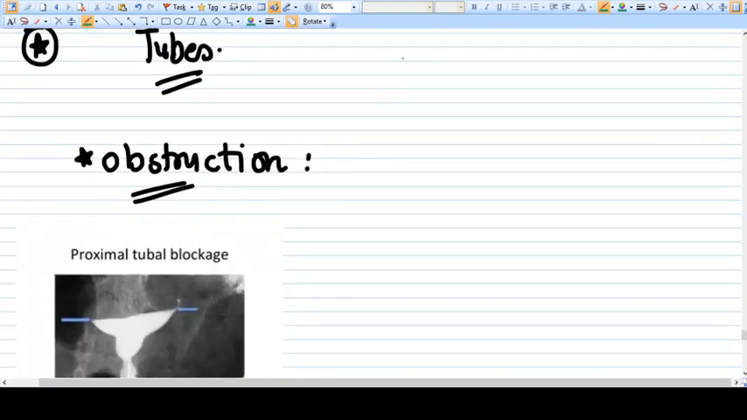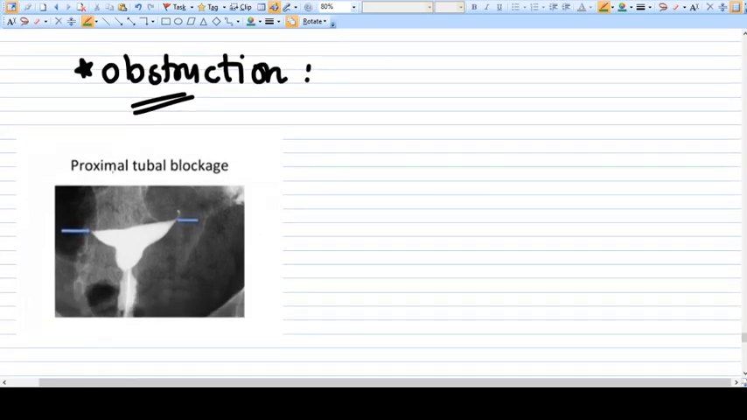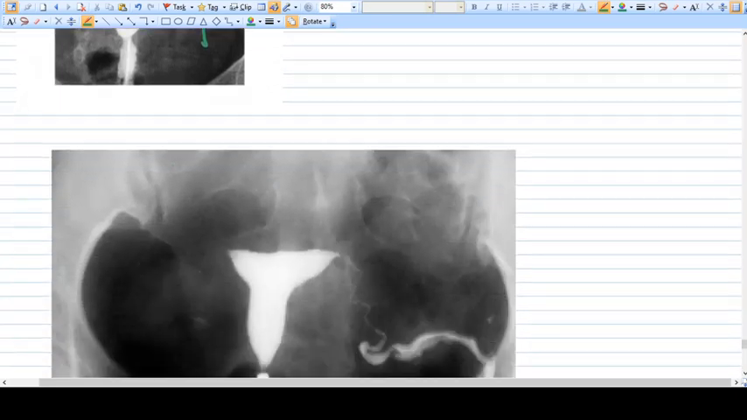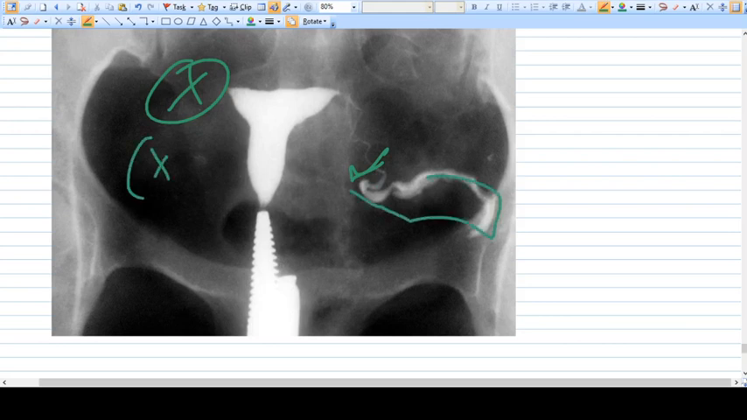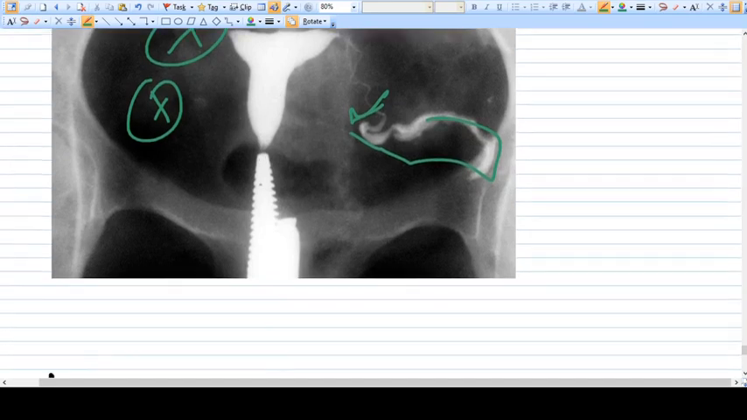Now the tubes, we can also examine the tubes for obstruction, or it can be hydrosalpinx. In this image you can see a proximal tube blockage. The dye cannot pass forward into the tubes. That means they are blocked. Bilateral tubal blockage. This is unilateral tubal blockage. Here we cannot see any dye. Here there is a tube and there is free spillage, but here nothing can be seen. So it is a unilateral blockage.